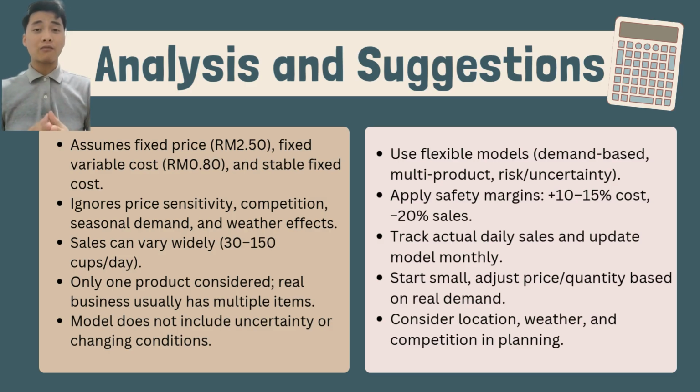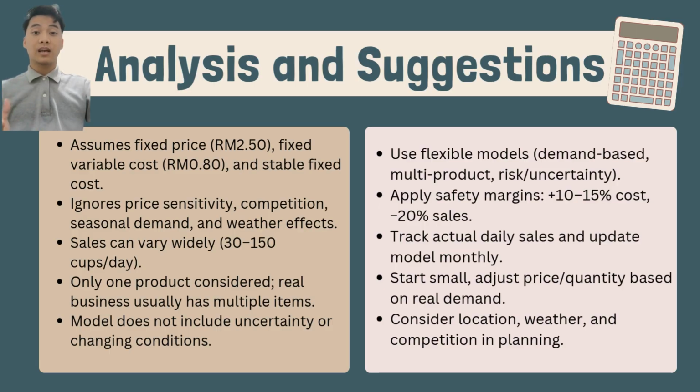Okay, for the analysis, first, we assume a fixed price of RM2.50. A fixed variable cost per cup of 80 cents and a stable fixed cost. The next point is we ignore price sensitivity, competition, seasonal demand, and weather effects. The next one, sales can vary widely, around 30 to 150 cups per day. Only one product is considered in this project. In real life, there are usually multiple choices. The next is the model does not include changing conditions or uncertainty.